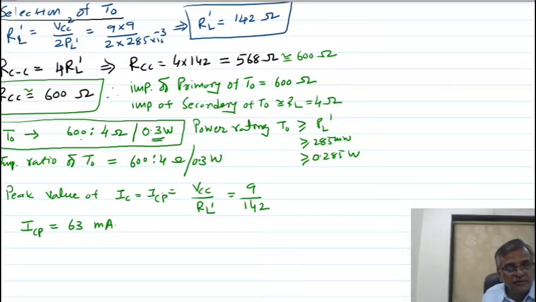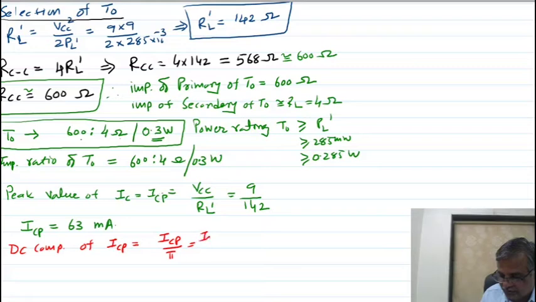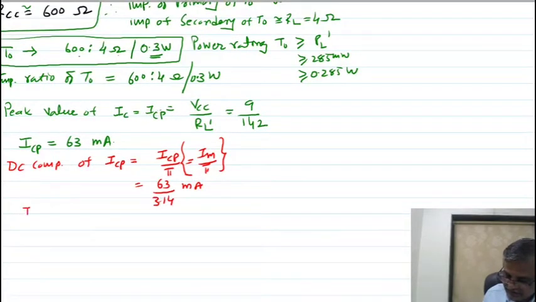Now the DC component of this peak value of the current can be calculated by this equation. You know, it is Im by pi. You study this. So it is 63 upon 3.14. So I can write the DC value of the current is 20 milliampere.